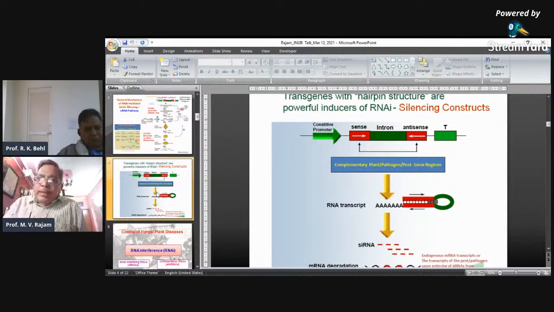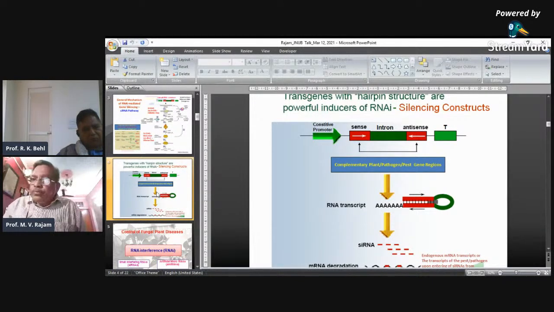If you introduce this construct into plant systems, following transcription, you get a long double-strand RNA with a hairpin. The double-strand RNA is formed because the sense gene forms sense messenger RNA and the antisense gene forms antisense messenger RNA. Because of their complementary nature, they form double-strand RNA. But the intron, having no complementary sequence, forms a small hairpin. That is how we get double-strand RNA with a hairpin. And once it is formed, it triggers the RNAi mechanism, which is later involved in silencing of the target messenger RNA.